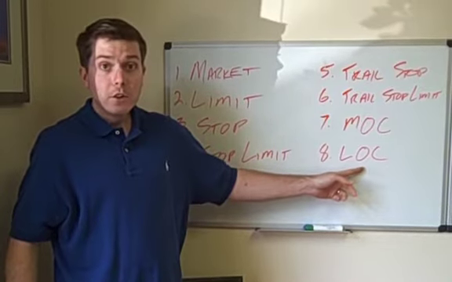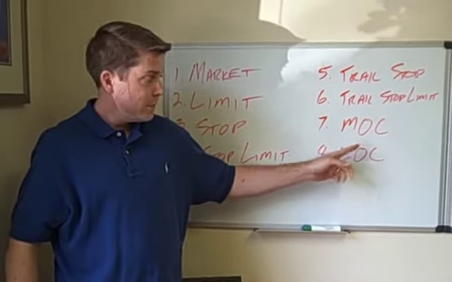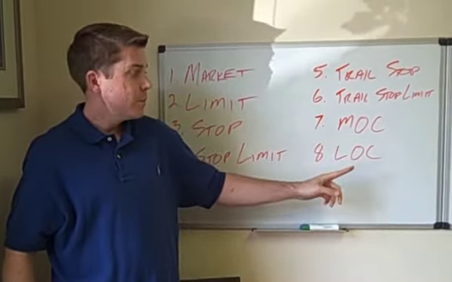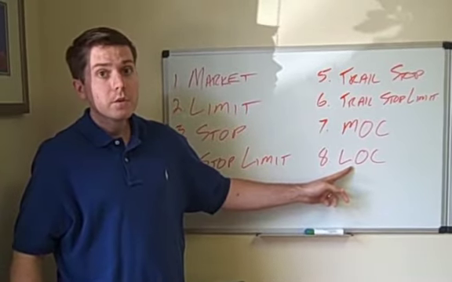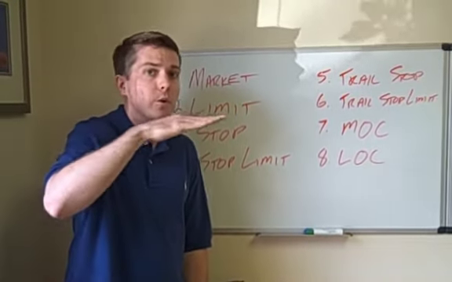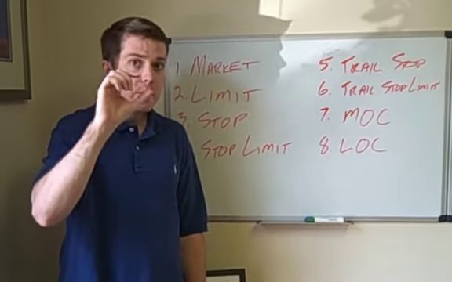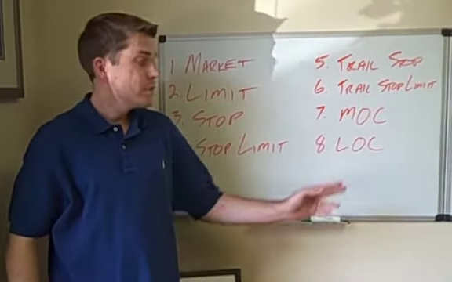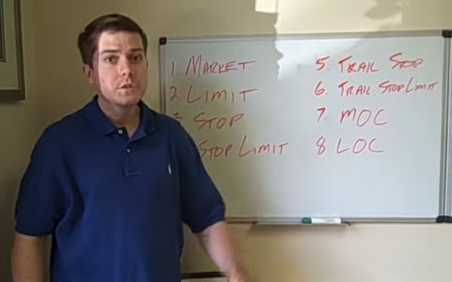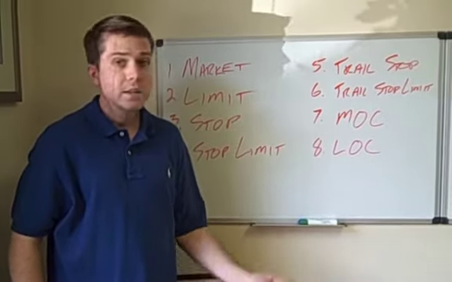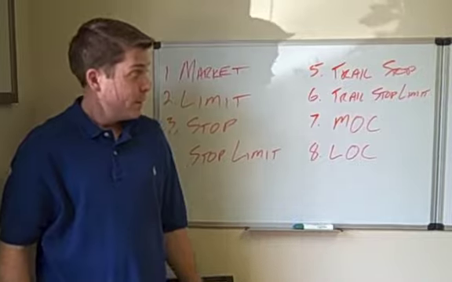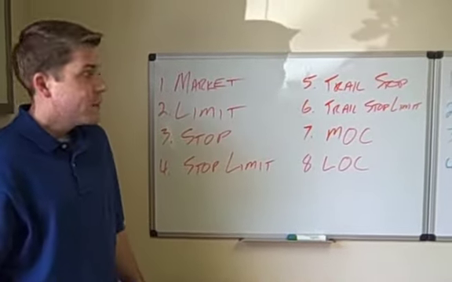Then there's limit on close, LOC. Same type of situation as market on close, except you have to establish a limit order at which you are willing to pay no more than that specific price. So as long as it's at or better than that specific limit order price, it's going to fill for you at the close. But if it's worse than that limit price that you've established, it's not going to fill at the close. So there's our 8 different order types.